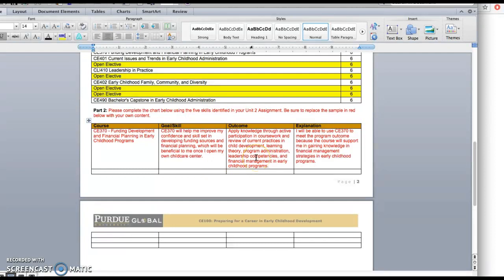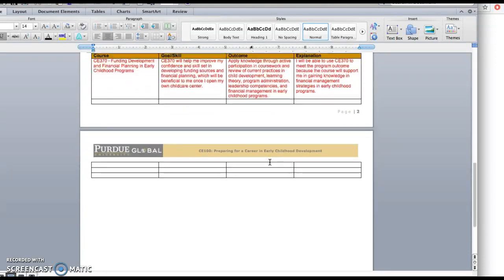This is where they need to connect their outcome. They're going to plug in an outcome that would apply to their goal and to the course. So the outcome that we chose, apply knowledge through active participation in coursework and review current practices in child development, and so on. All they're doing is plugging in the outcome. And then in their explanation, I will be able to use CE 370 to meet the program outcome because the course will support me in gaining knowledge in financial management strategies in early childhood.